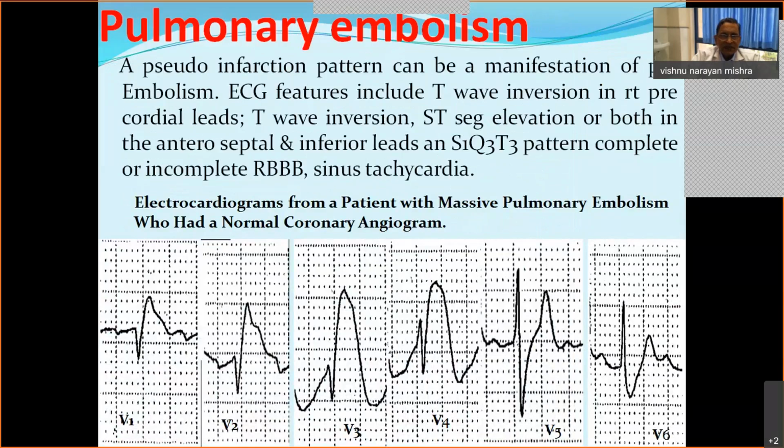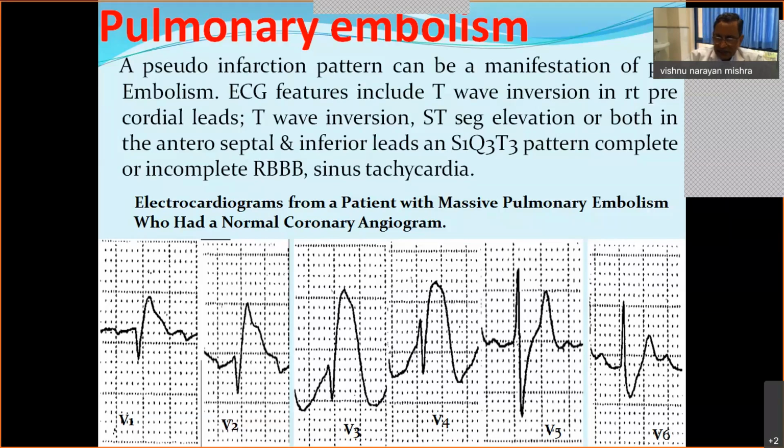One more differential is pulmonary embolism. Pulmonary embolism can cause a pseudo-infarct pattern, which could be a manifestation of the pulmonary embolism. ECG features include T-wave inversion in the right precordial leads, T-wave inversion, ST segment elevation, or both in the anteroseptal and the inferior leads. A classical pattern which is known as the S1, Q3, T3 pattern. Complete or incomplete right bundle branch block and sinus tachycardia.